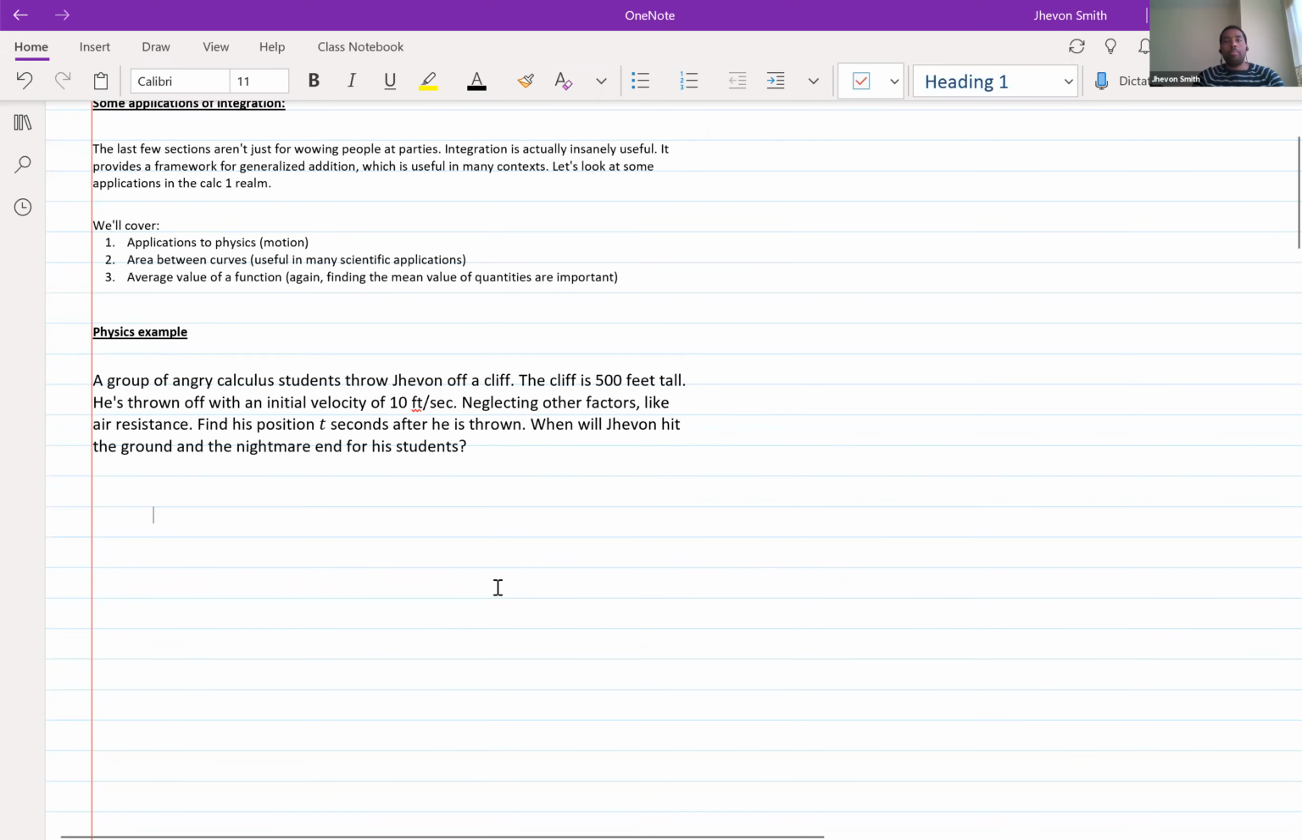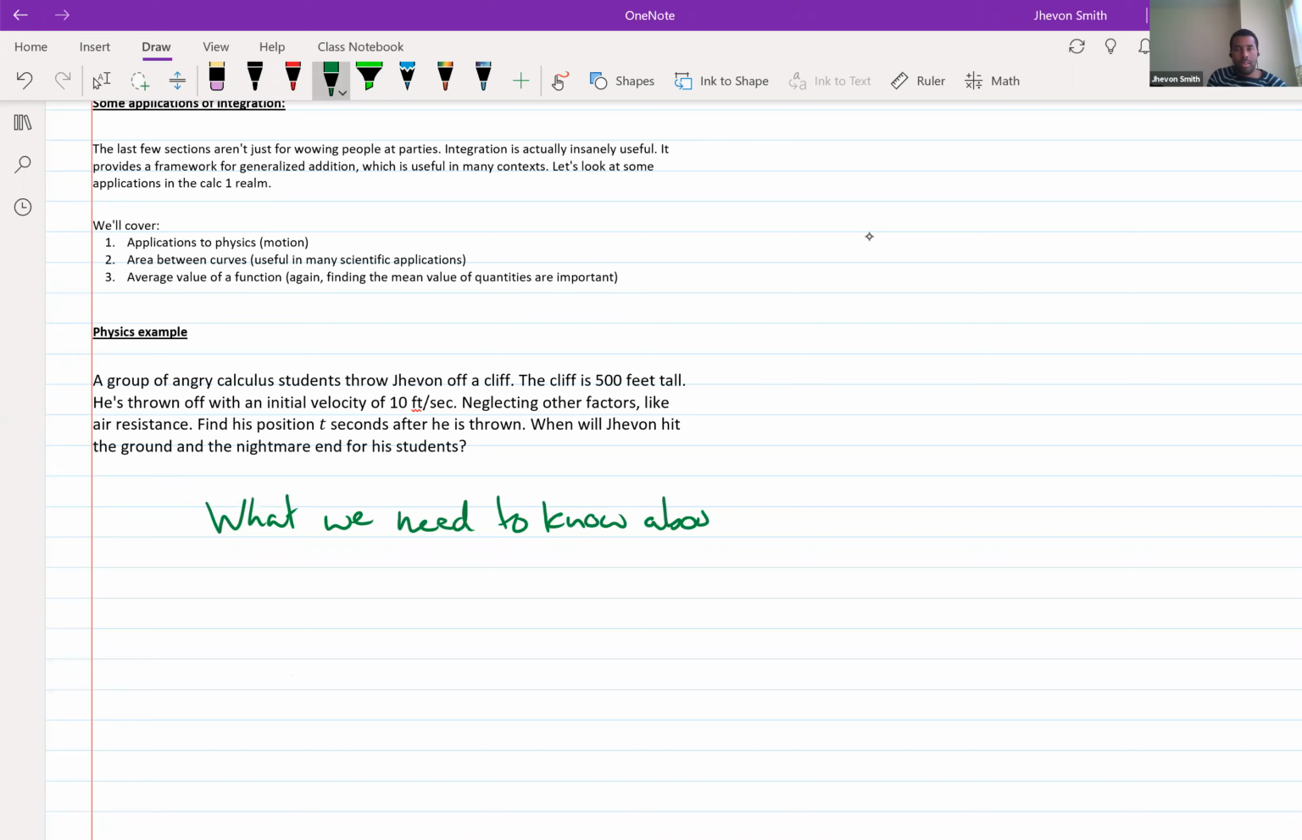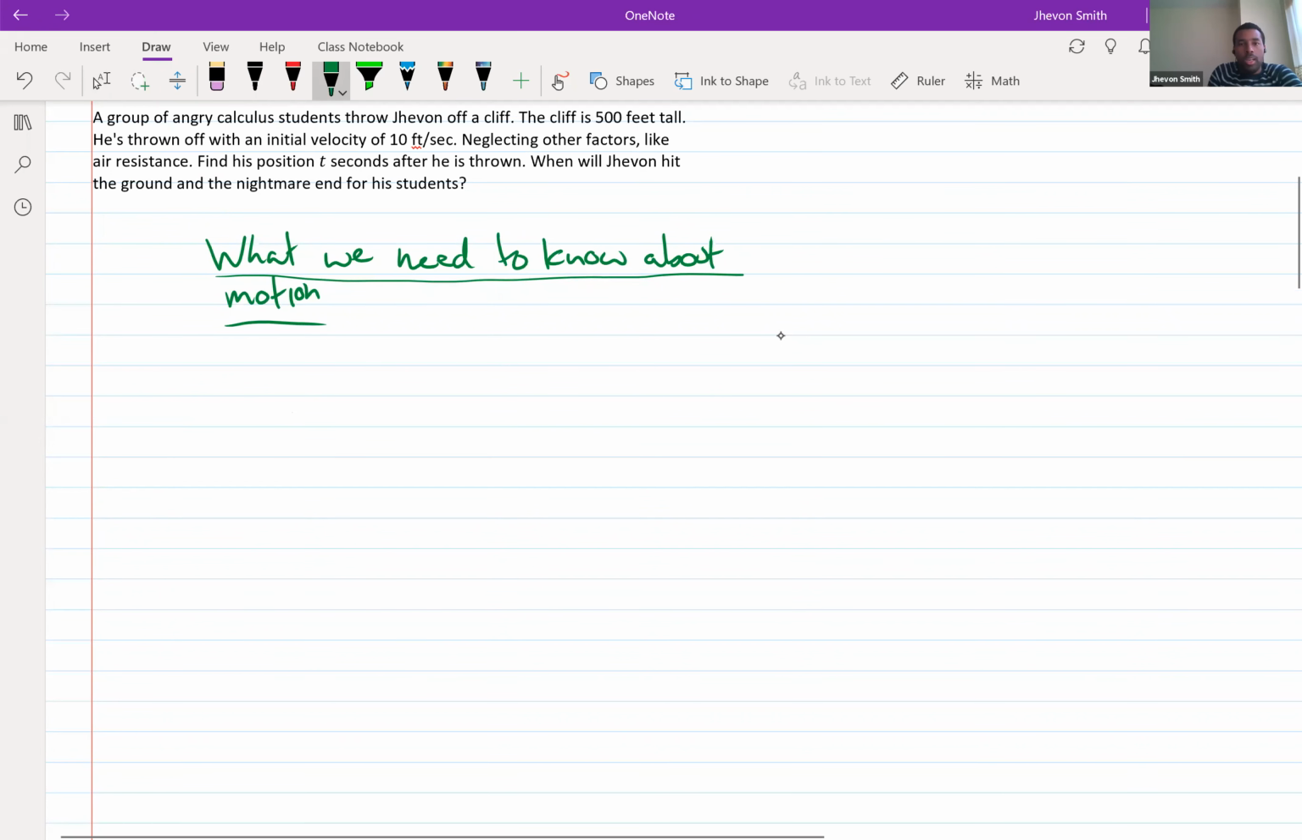Okay, so here's a physics example as it applies to motion. What do we need to know about motion? So there are some things that I mentioned before. So let me actually talk about that. What we need to know about motion. And this is just like movement, like position, velocity, acceleration, etc. So we did talk about this, but I want to jog your memory here. Suppose you have a function that gives you position at time t. Normally we'd denote this by s. So s of t measures the position of some object at a certain time t.